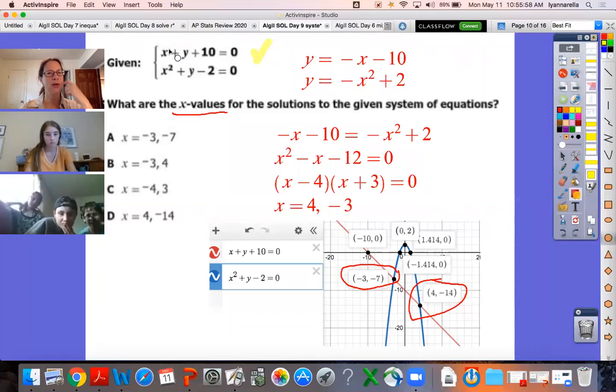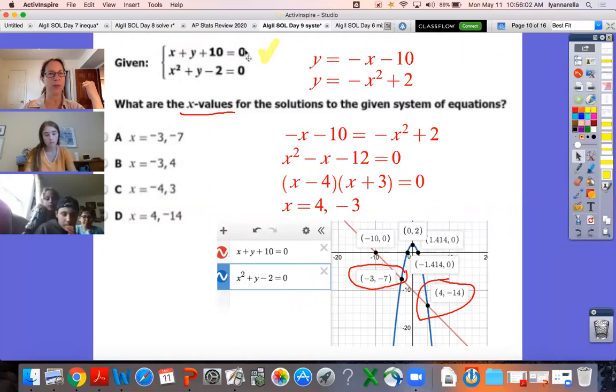Okay, so here's how you do it when you've got a parabola. Notice that we stopped using linear equations. So one of them is a line, and I solved it for y. What I did is I moved the x over and the 10 over, and I got y equals negative x minus 10. And I also solved this one for y. So I moved the x squared over and the 2 over, and I got negative x squared plus 2.